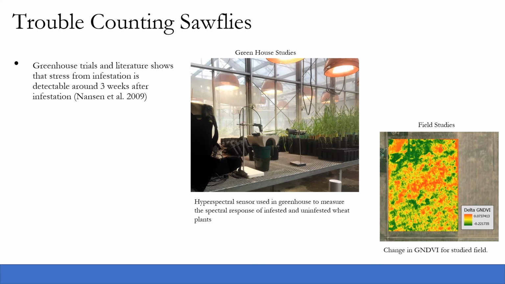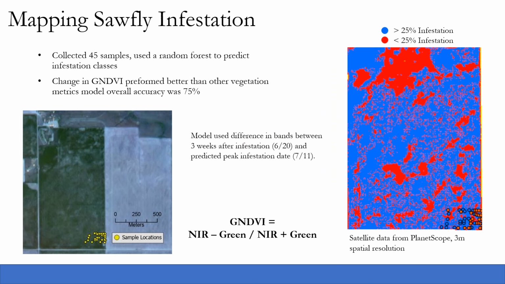Last season, we took this principle to the field to see if we could estimate infestation based on multispectral data and ground truth infestation samples. We collected 45 samples from a spring wheat field for this project. Because the wheat was not yet harvested, we weren't able to collect from a large area of the field. We trained random forest models using our ground truth infestation data and the difference in imagery between 3 weeks after infestation and the predicted peak infestation date.